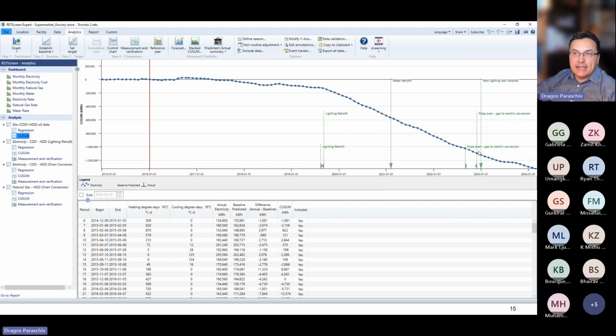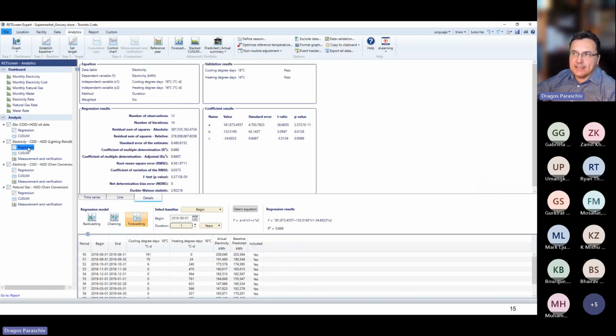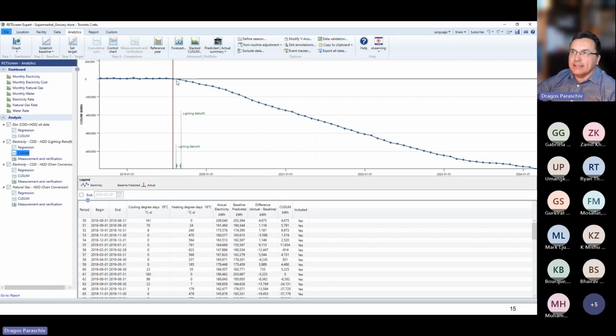So we basically create another regression analysis that we label here to be lighting. This regression analysis is based on a 1-year period before the project was implemented, before the lighting retrofit was implemented. We see again a reasonably good regression analysis, and cumulative sum will show that starting after the project was implemented, we accumulate savings. So these savings here we now know are related to the lighting project, and typically we want to verify this for 1 year, so we can look at 1 year of savings to see the impact of the lighting project in this facility.